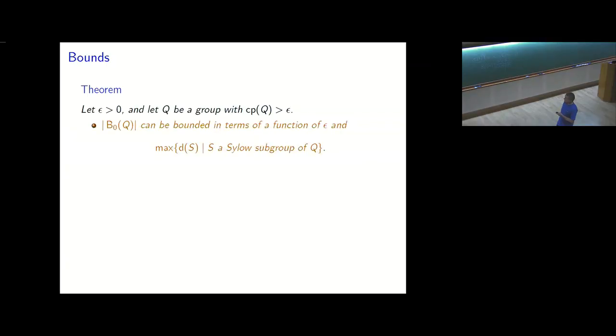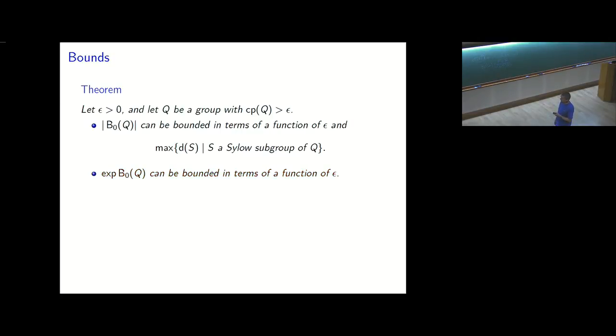So what we figured out is the following: if you look at the order of the Bogomolov multiplier, you can somehow bound it in terms of a function of, well, first you consider only groups for which the commuting probability is bigger than epsilon. Then you can bound the order in terms of this epsilon, and you also have to look at the generators of Sylow subgroups and take the maximum of the numbers of generators. And which is maybe a little bit more surprising is the following: if you look at the exponent of B naught of G, it can be bounded in terms of the commuting probability only. This is something which is maybe surprising.